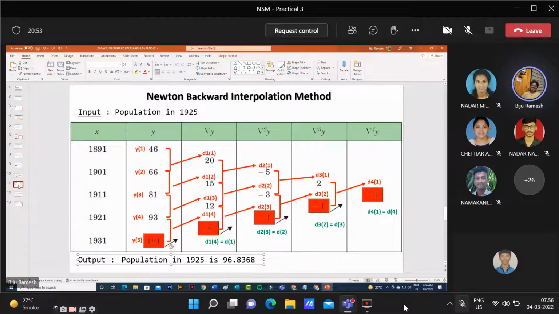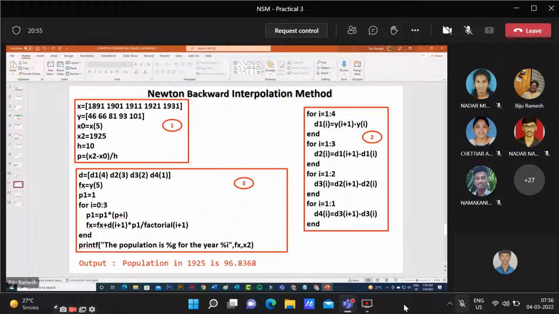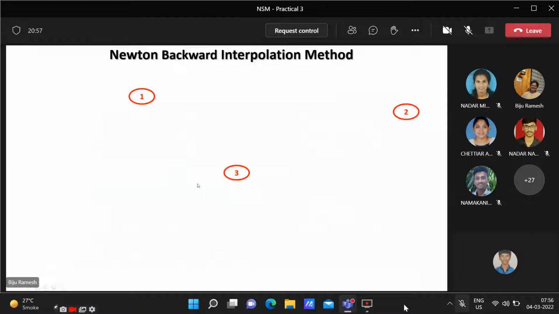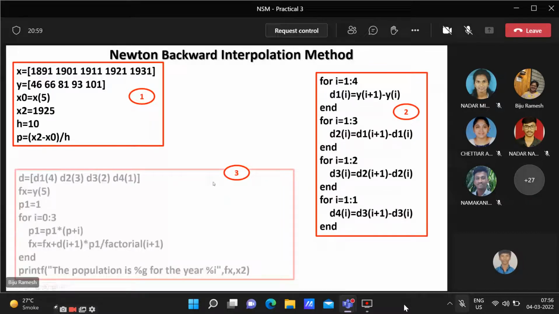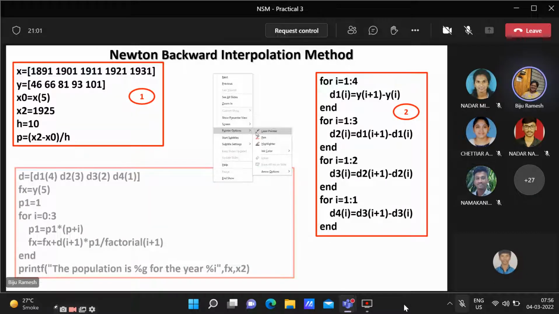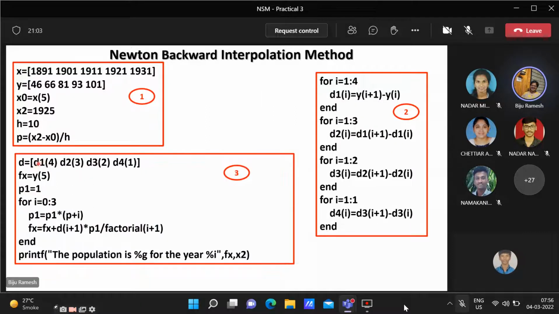Okay, let us see if that is what we have done. So you can see here, it is D1 of 4, D2 of 3, D3 of 2, and D4 of 1. That is stored in the D array. Now we start with the formula, exactly like how we did for the Newton forward. We need the last values in the formula.